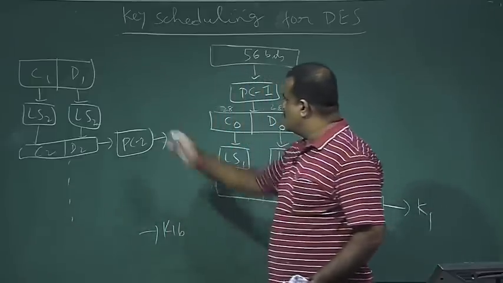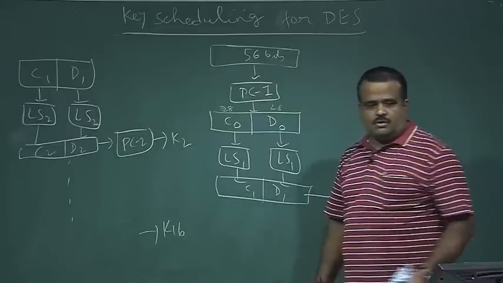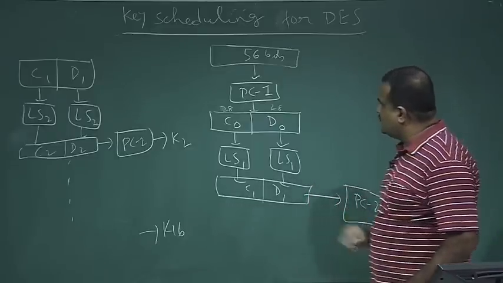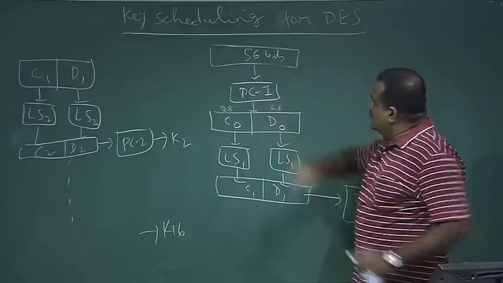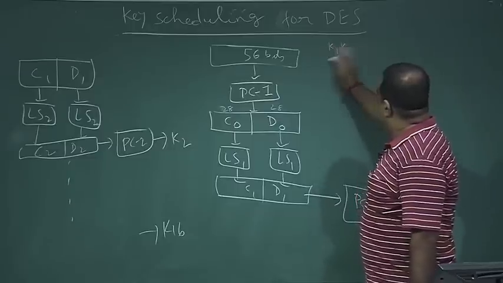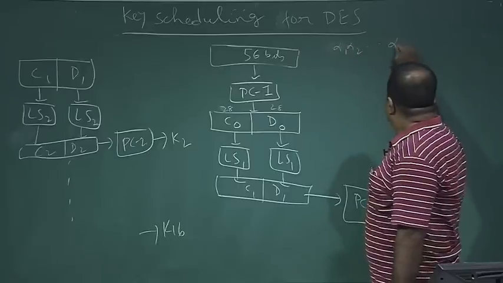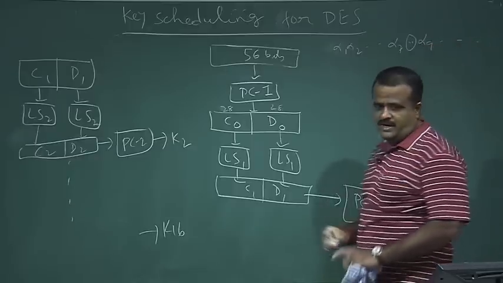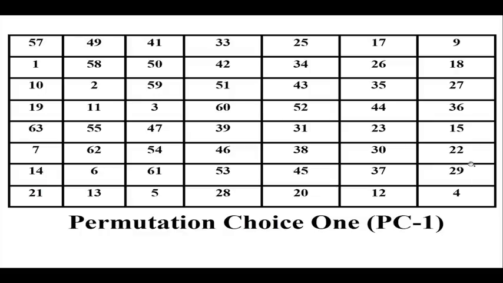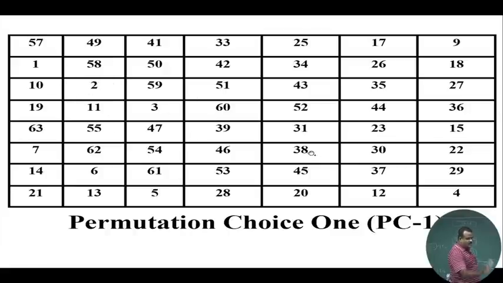Now we need to know what PC1 and PC2 are. PC1 is taking the effective key. These are the key bits alpha 1, alpha 2, up to alpha 7, and alpha 8 is not there, because alpha 8 is just a parity check bit, then alpha 9 and so on. PC1 is given in this table. It is just a random sampling of this 56 bit number, and we are removing the parity check bits, which are not part of the effective key.